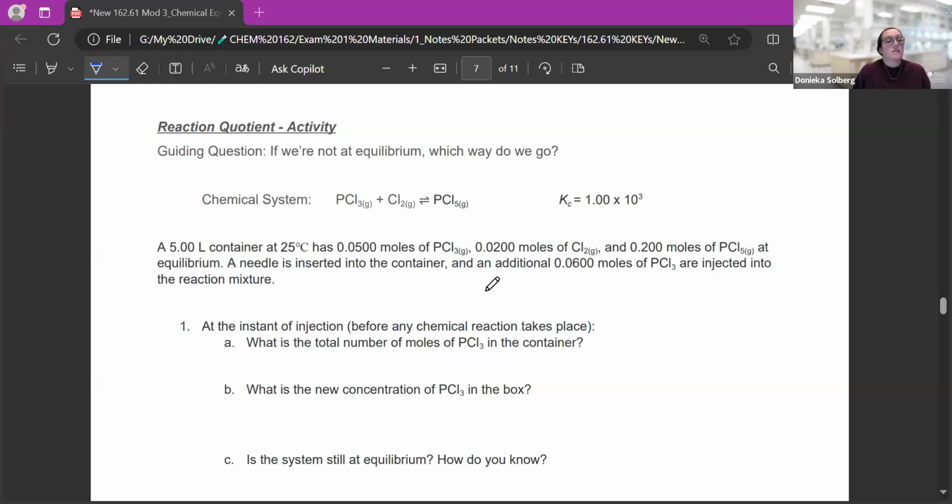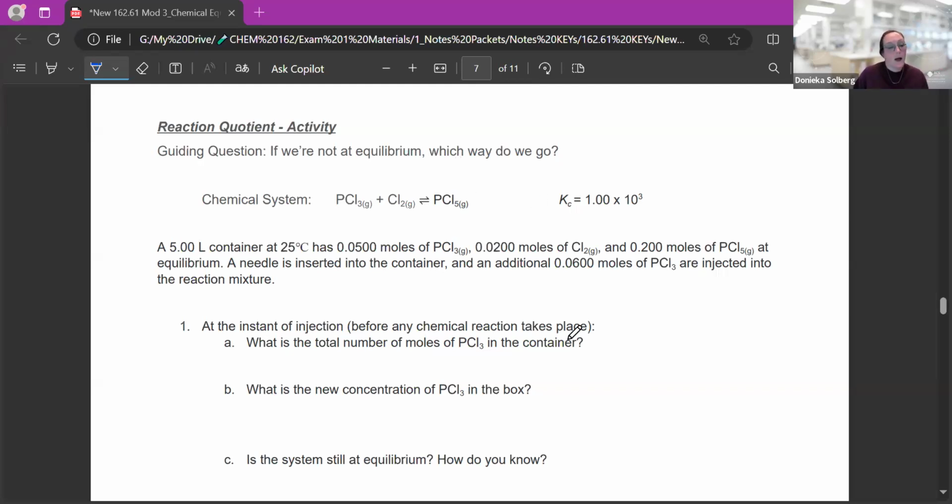A needle is inserted into the container, and I add an additional 0.06 moles of PCl3 into the reaction mixture. What's going to happen? Well, if you get a system at equilibrium and then you do something to it, you add some in or something like that, it's going to have to get back to equilibrium. And if you remember from that simulation that I used, things are going to bounce back and forth until it reaches the correct ratio. And this is a constant.